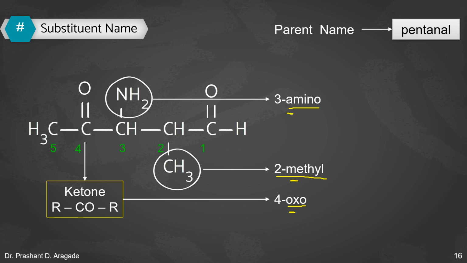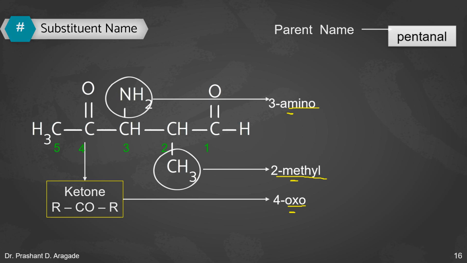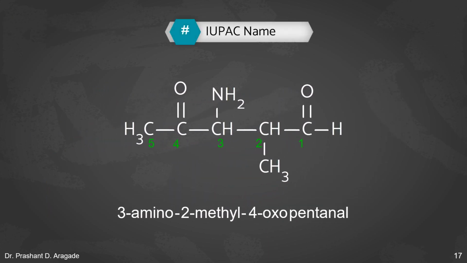So name of this compound is 3-amino-2-methyl-4-oxopentanal. Remember, oxo is the prefix used for ketonic functional group when it is considered as a substituent. Why? Because in that example, the aldehyde functional group is the principal functional group. Hence, we have used the suffix for that functional group. Why is this a principal functional group? Because it secured the higher preference or priority in the priority table given by the IUPAC system.